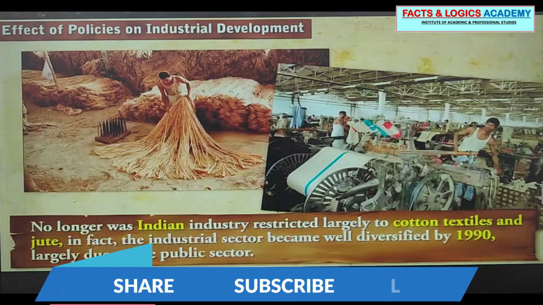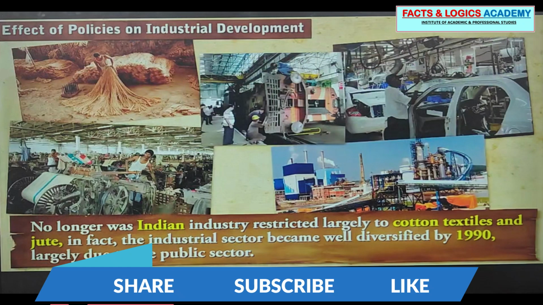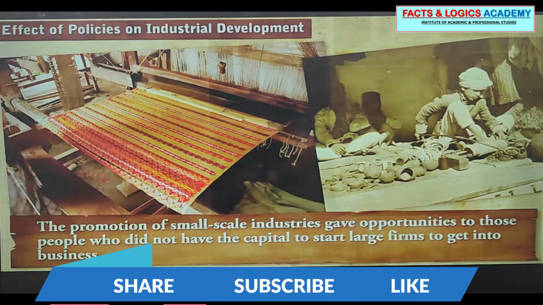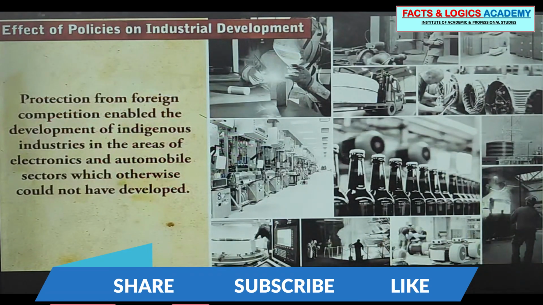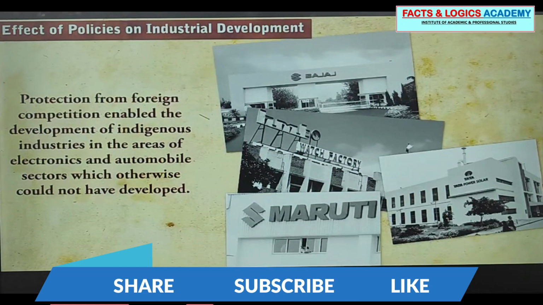No longer was Indian industry restricted largely to cotton textiles and jute. In fact, the industrial sector became well diversified by 1990, largely due to the public sector. The promotion of small-scale industries gave opportunities to those people who did not have the capital to start large firms to get into business. Protection from foreign competition enabled the development of indigenous industries in the areas of electronics and automobile sectors, which otherwise would not have developed.